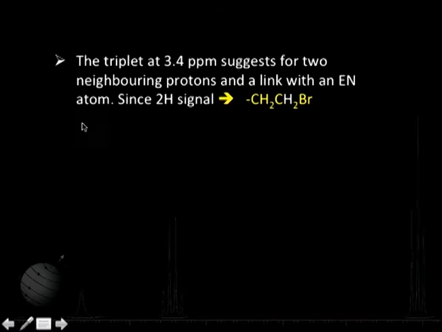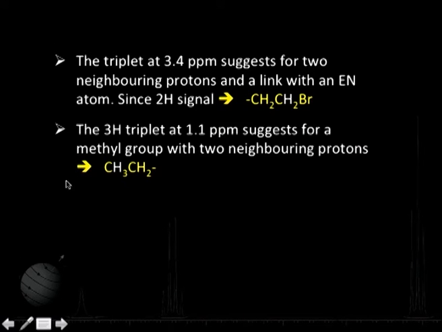The most downfield signal is at 3.4 ppm. This suggests, since it is a triplet, that there are 2 neighbors firstly, and secondly, since it is coming downfield, it must be attached to an electronegative atom. That means we are looking at this proton here, which has 2 neighbors, so it comes as a triplet, and it is attached to a bromine atom. That is why it is coming at 3.4 ppm.